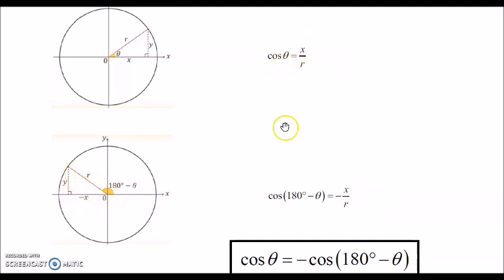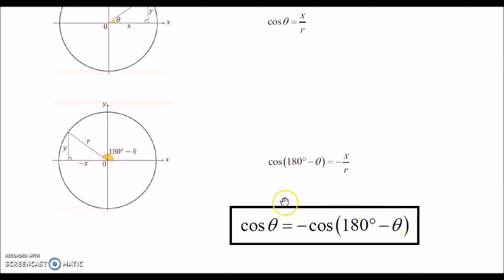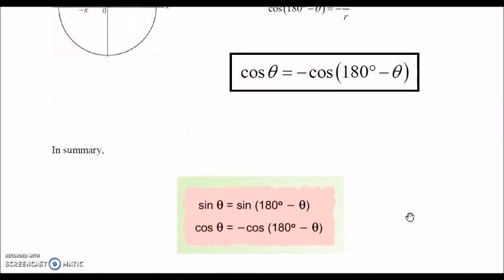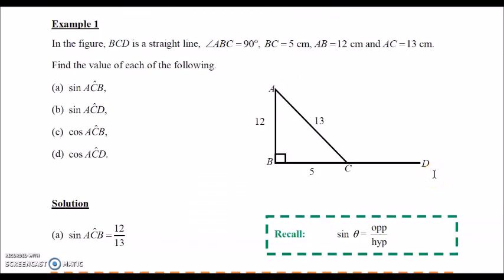So you notice that my cosine theta and my cosine 180 degrees minus theta are the negative of each other in terms of their value, which is why we have this conclusion: cosine theta equals negative cosine of 180 degrees minus theta. To sum it up, this is an important summary for you to take note of: sine theta equals sine of 180 degrees minus theta, whereas cosine theta equals the negative of cosine of 180 degrees minus theta. Okay, so now let us take a look at some examples.